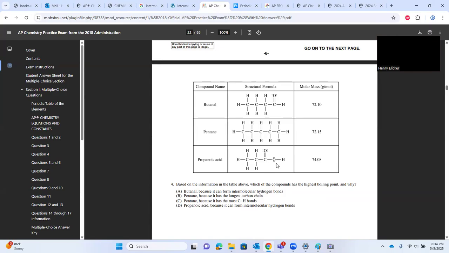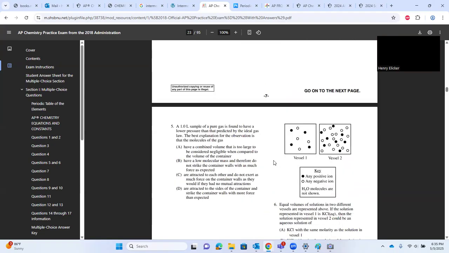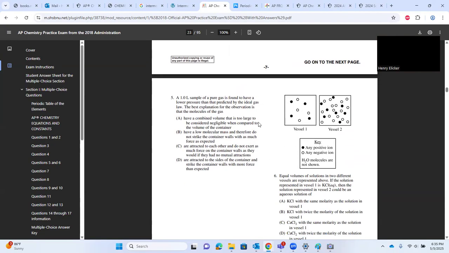How about propanoic acid? We'll check this out. Oh, look, it's a hydrogen bonded to an oxygen. So therefore it can give hydrogen bonds, not just accept. Accepting is just oxygen or nitrogen, but this one can give because it's got an oxygen bonded to a hydrogen. So therefore this one should be the most attracted to itself. And so propanoic acid, because it can form intermolecular hydrogen bonds because of that OH group. Okay, let's go to 5.